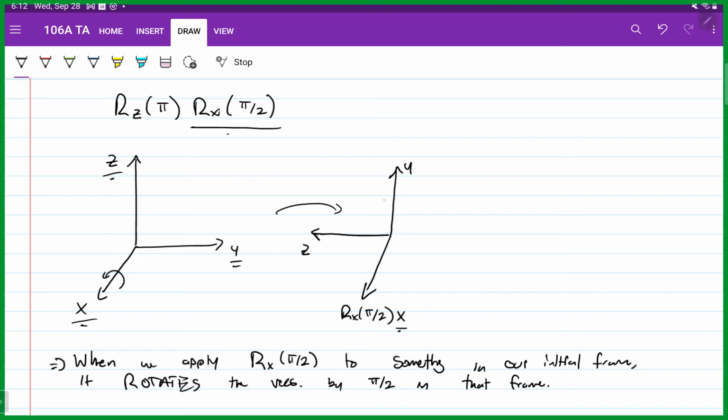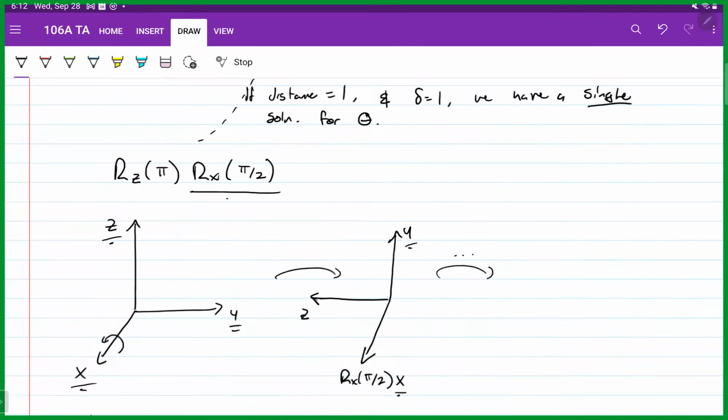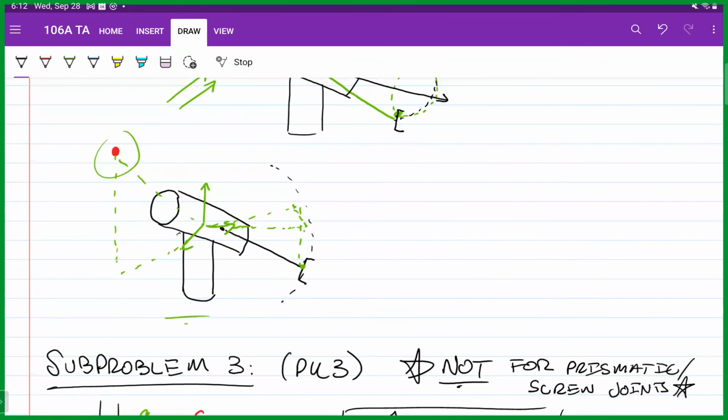And then when we do RZ of pi, I believe, we would just end up rotating about this axis right over here. Exactly. All right, cool. Do we have any other questions about this general subproblem stuff before we go on to our other example?